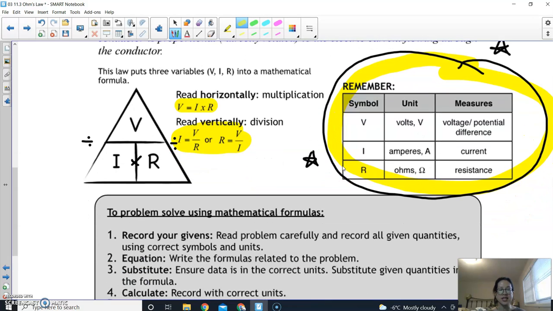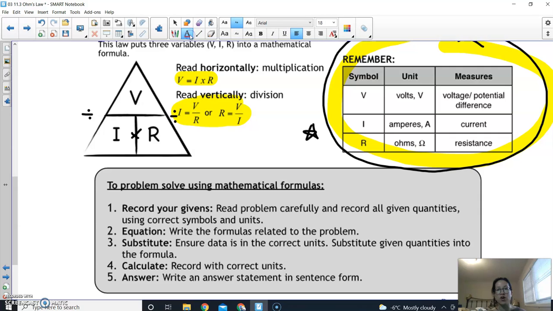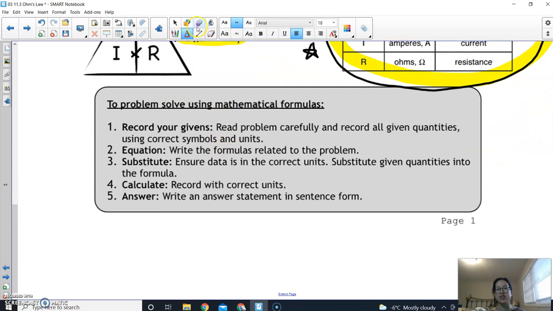Now what we're going to be using is the GRASP formula, a way of solving the problem.